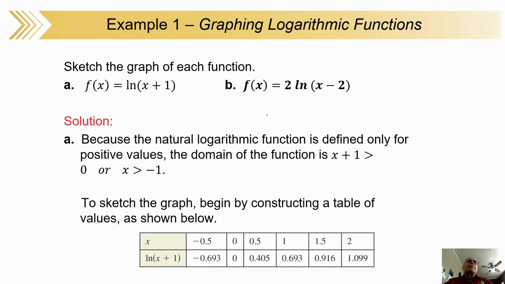Excuse me. So how do you graph these things? Well, we've got two examples. In this first one, f of x equals natural logarithm of x plus 1. Remember, x and 1 are added first, then we take the natural logarithm. We find what power of e would give us x plus 1. Just a reminder.